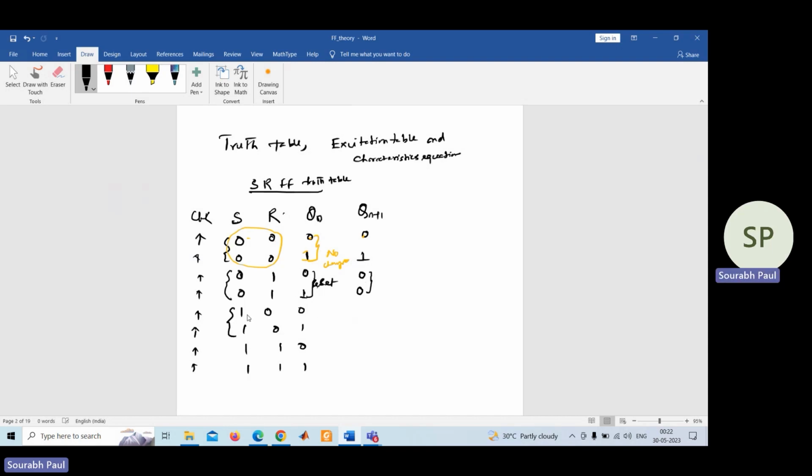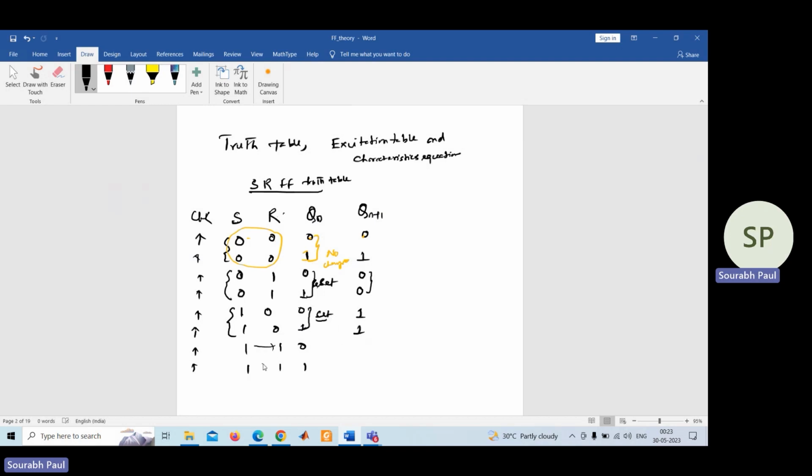Now the next combination is S equal to 1, R equal to 0. This is known as set state. Set means whatever may be the present value, present value means your Qn value, whatever may be the Qn value, Qn plus 1 or next state value, by default it will be 1. So it doesn't depend on the present value of Qn. It may be 0, it may be 1. However, the next output value by default will be 1 if you apply S equal to 1, R equal to 0. That's why this is known as set. Set means output will be 1.